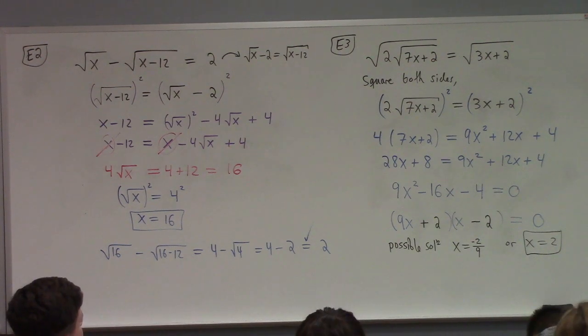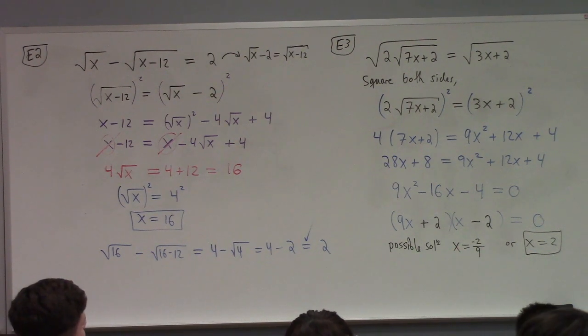Now that's the square root of 4 over 9. What's the square root of 4 over 9? 2 over 3.